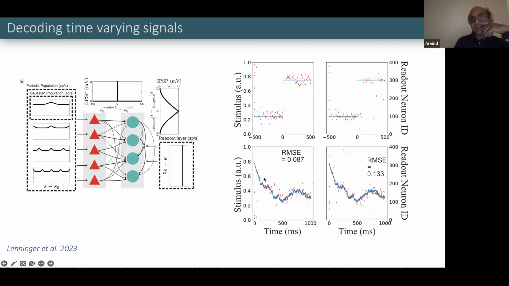And this is something that we see all the time, even when the stimulus is actually moving as a function of time. So this is, let's say, the temporal evolution of the stimulus orientation. This is for single peak. This is for multi-peak. So as a function of time, you keep making errors.